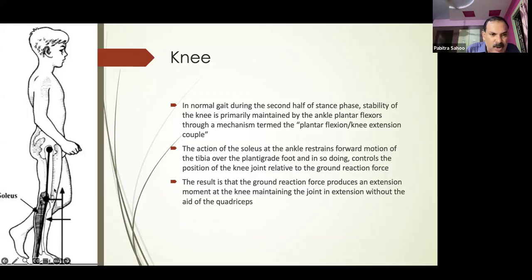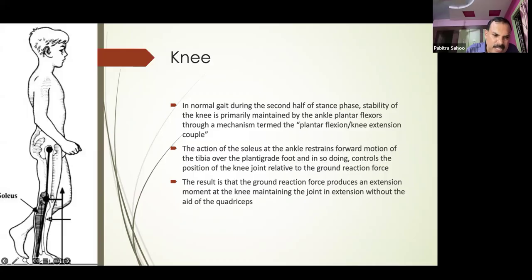Even if the quadriceps is weak, still the knee will remain in extension. That's the plantar flexion knee extension couple. This is very essential to how the foot controls the knee joint. If the foot can be maintained as a rigid lever, which maintains the center of gravity, then knee buckle will not happen, and the patient will not go into crouch.